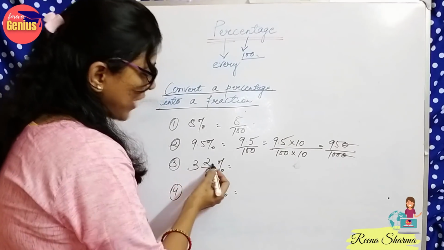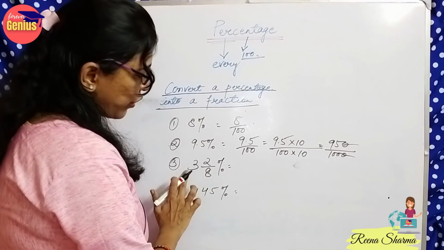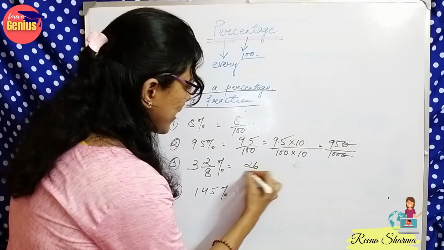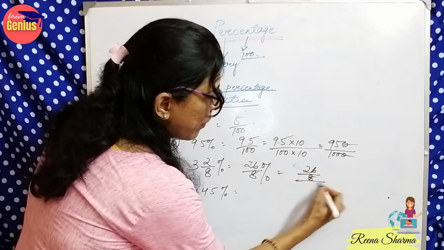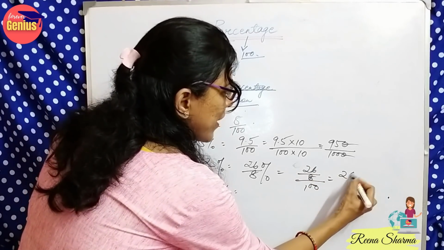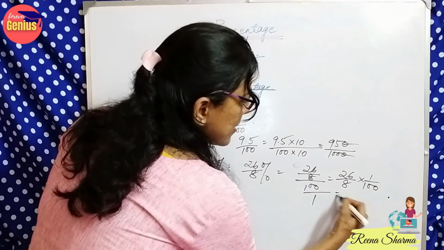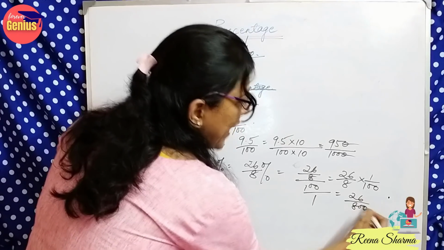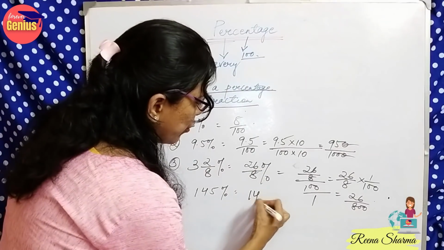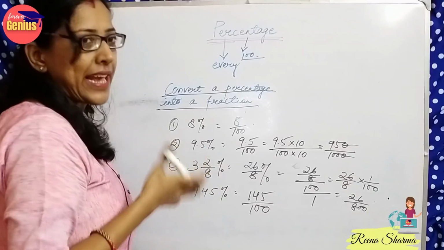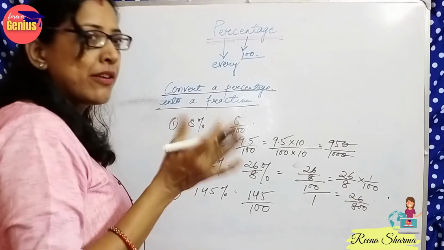Now, how to convert this mixed fraction into a fraction. So 8 is a 24 plus 2, 26 by 8%. So this is equals to 26 by 8 by 100. This is equals to 26 by 8 into 1 by 100, since here nothing means it is by 1. This is equals to 26 by 800. We can reduce it to the lowest term also. Now 145% how to do? Same. These are the cases. So these are the systems in which we would convert a percentage into a fraction.